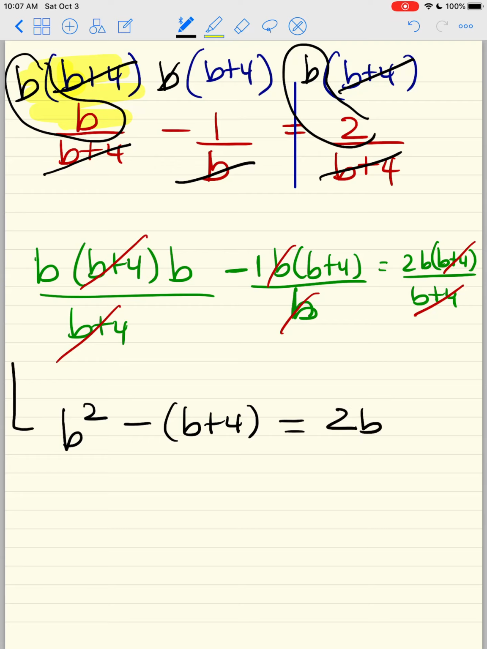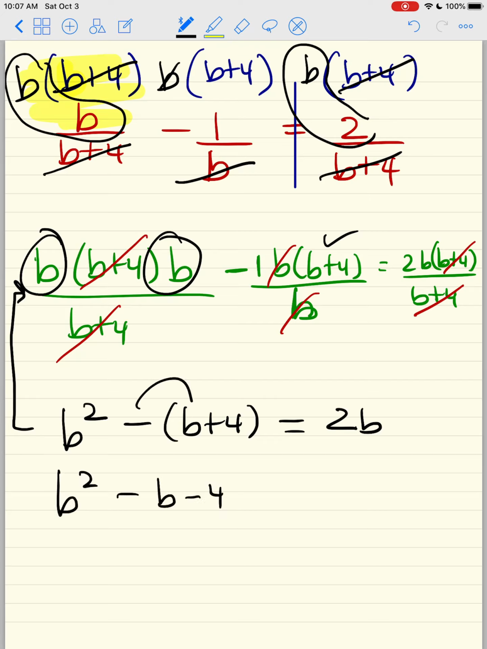If you take a look at this and this, we basically have the same thing. B times b is b squared. Negative 1 times b plus 4 is this part, and then 2b is left on top. Notice how we no longer have any denominators. So let's figure this out. B squared minus b minus 4, right? Because you have to distribute, equals 2b.